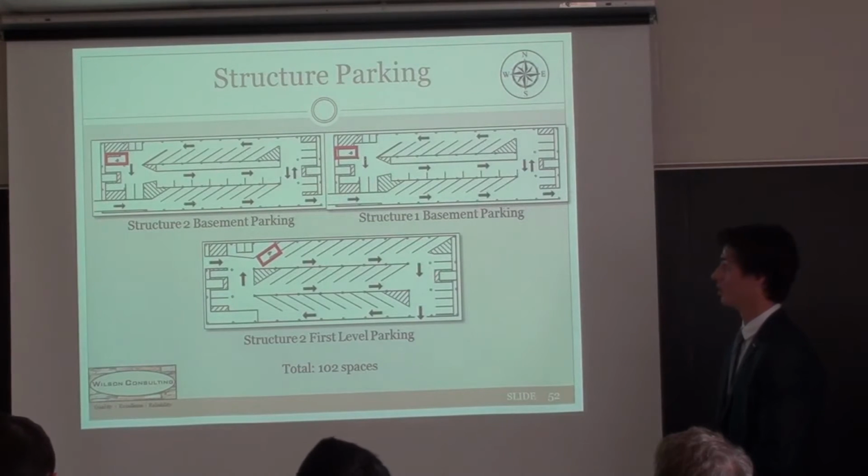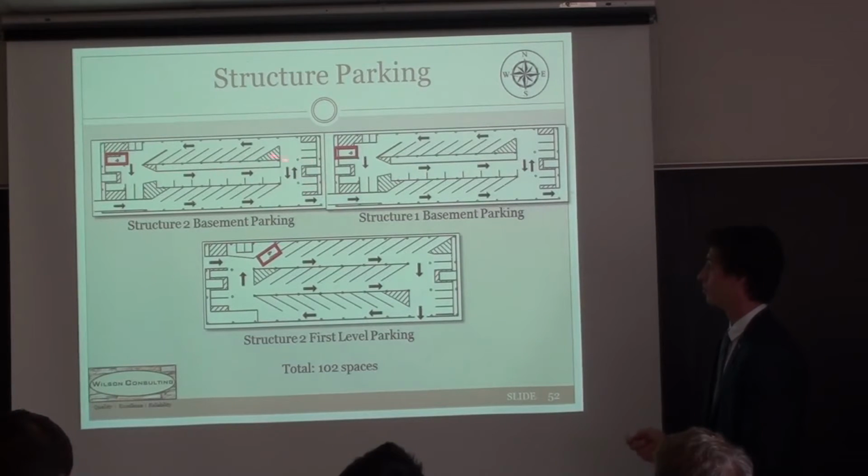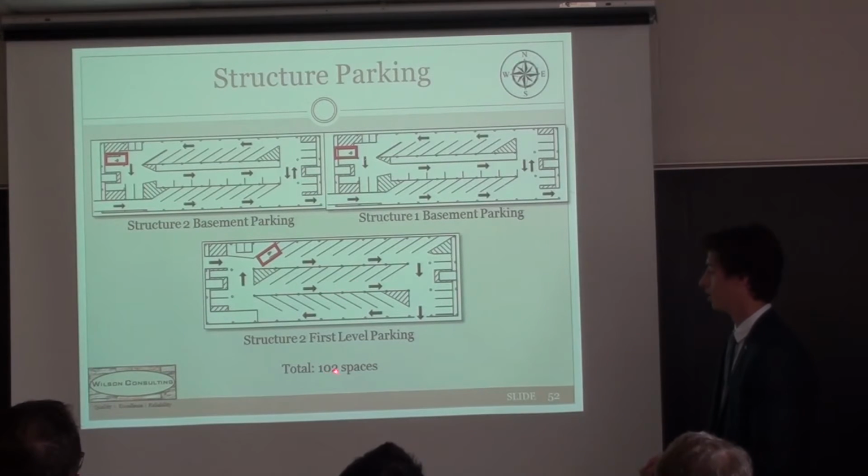Here are the structural parking layouts. These 2 are the basement parking garages. They're connected right here with a one-way tunnel. Each garage has an ADA handicap spot located next to the elevator. The underground parking garages will have 33 spaces each, and the first floor parking of structure 2 will have 36 spaces, totaling 102 spaces.